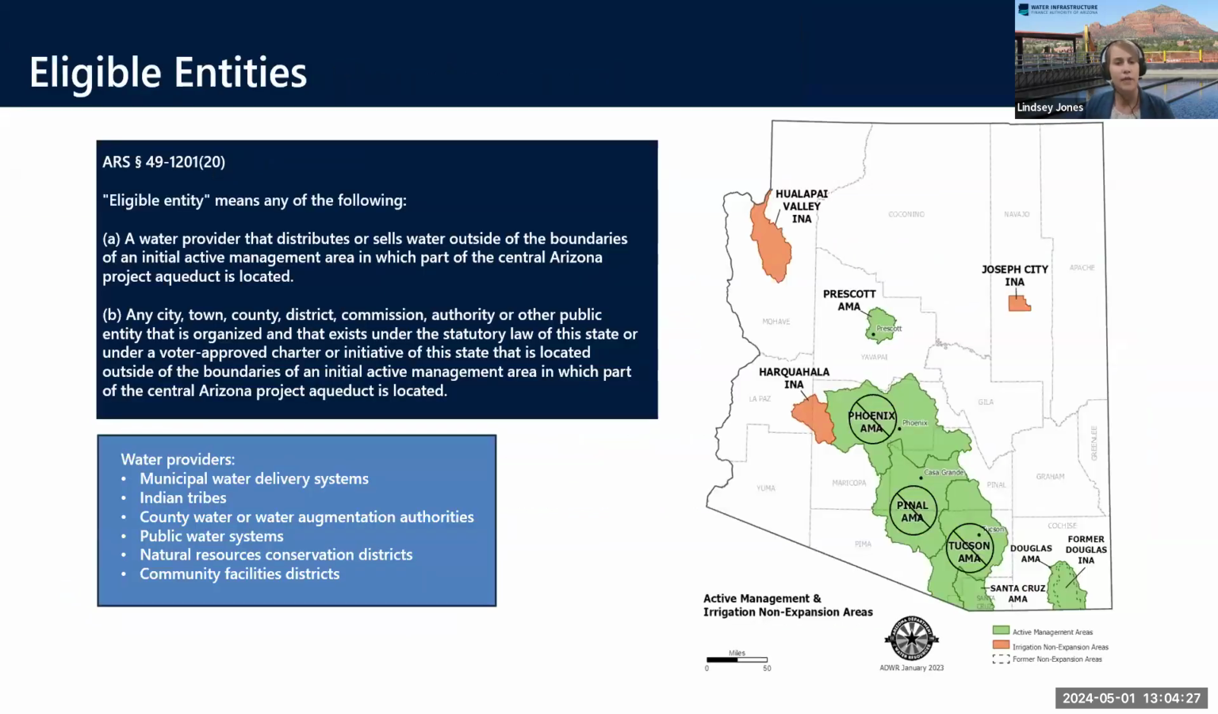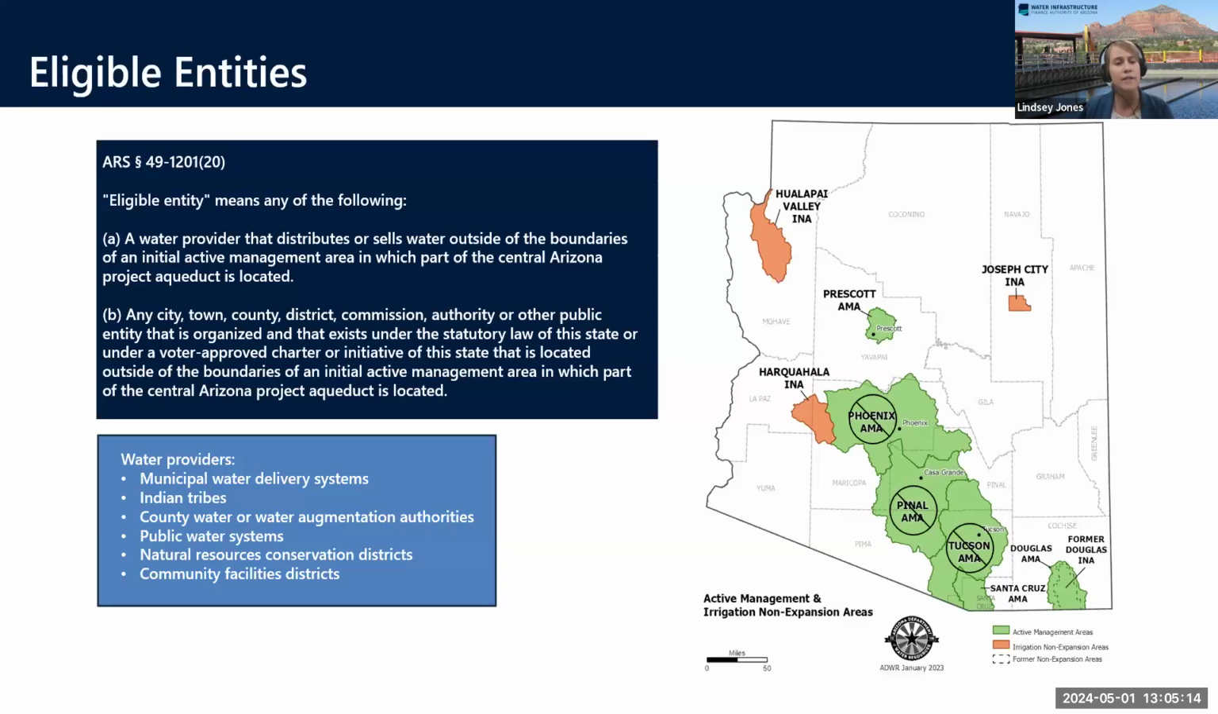So as far as who is eligible for this funding program, as I indicated, it's meant for rural Arizona. So it is within statute with ARS 49-1201, and it states that eligible entities include water providers as well as cities, towns, counties, districts, commissions, authorities, and then other public entities who are located outside of the Phoenix, Pinal, and Tucson active management areas. Those are the initial active management areas where the CAP aqueduct is located. Anyone within those AMAs is not eligible for this fund, but outside of those AMAs, you will be eligible as long as you're either a water provider or one of those entities listed under B, the cities, towns, counties.